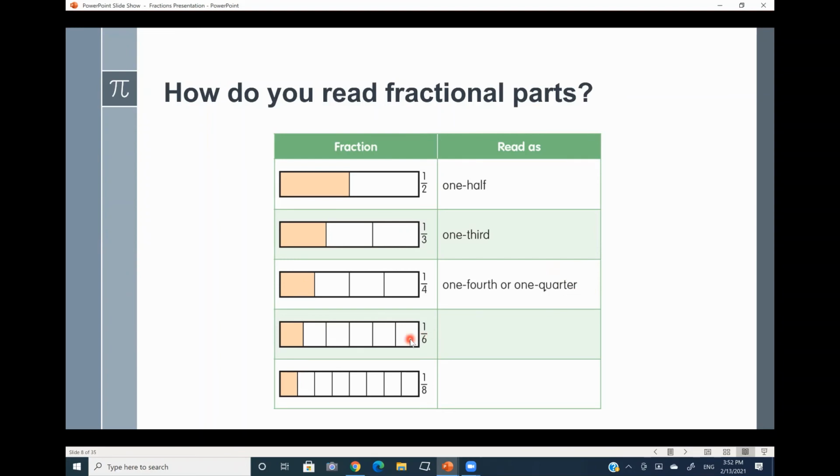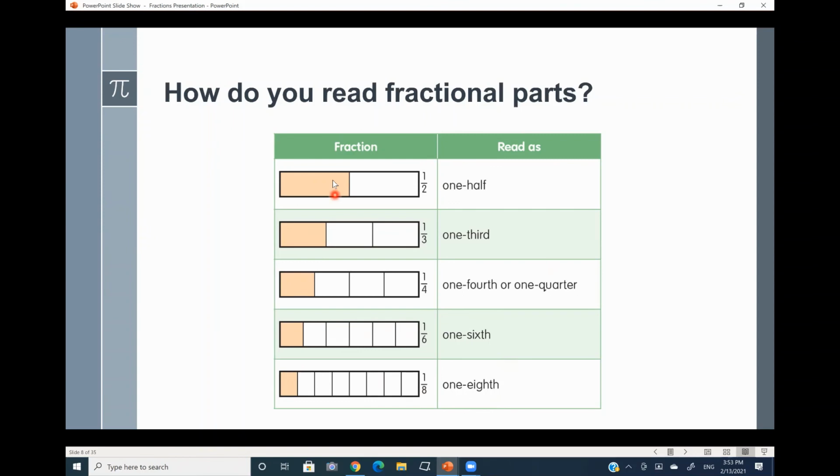The next whole is cut into 6 equal pieces and one of them is shaded. So this fraction is called 1/6. And the last one, the same whole, is divided into 8 pieces and only one of them is shaded. So then the name of this fraction is going to be 1/8.